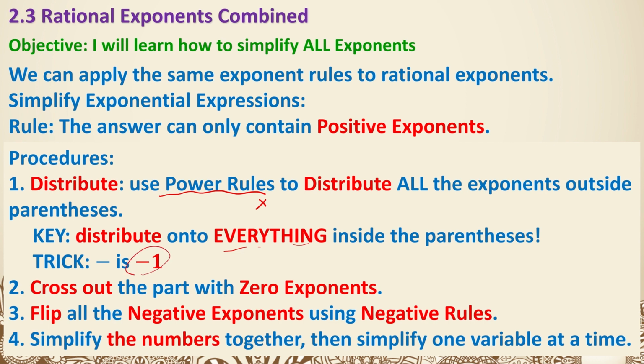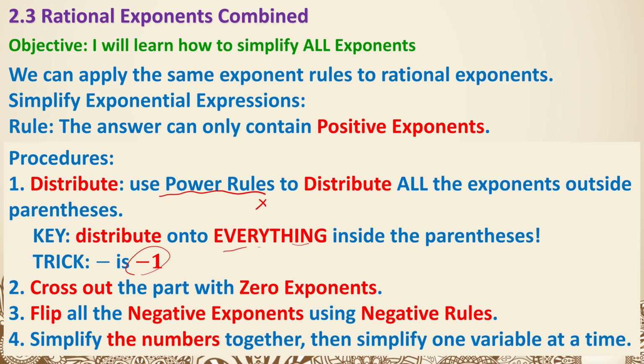Okay, next, we're going to cross out all the 0 exponents because they don't matter. They don't change anything. Next, we're going to flip all the negative exponents using the negative rule. That means if it's on the top of the fraction, it's going to go to the bottom of the fraction. If it's already on the bottom, then it's going to go to the top of the fraction. Lastly, we're going to simplify the numbers together and deal with one variable at a time.